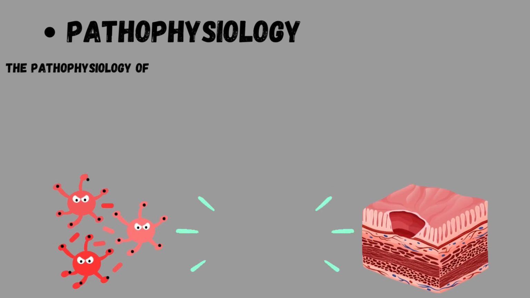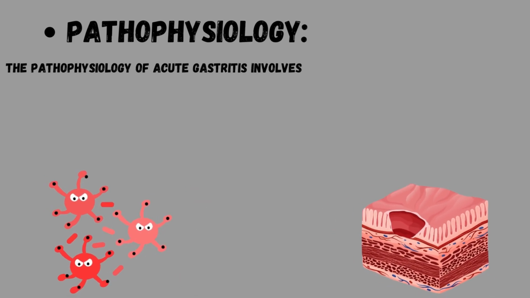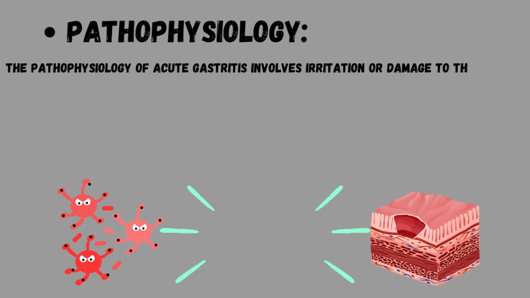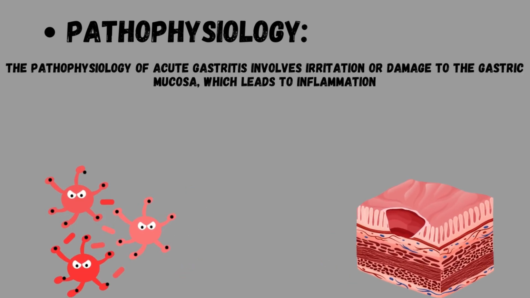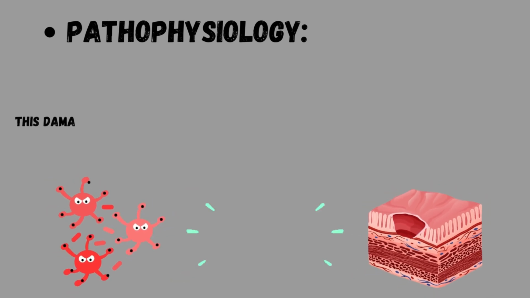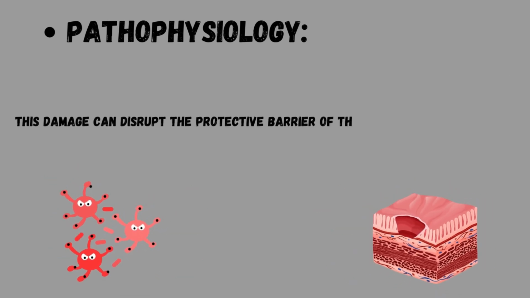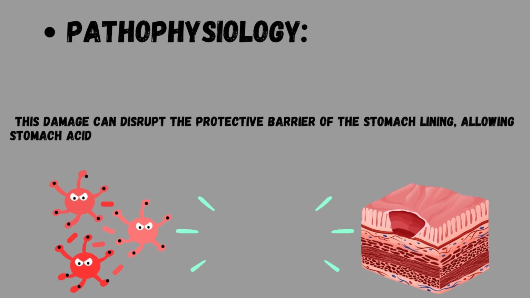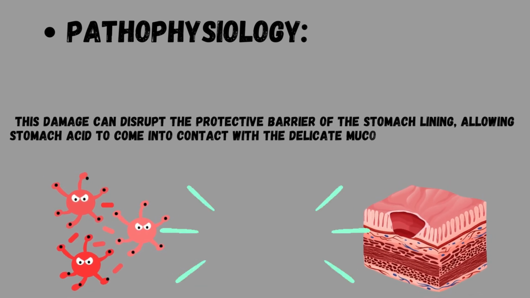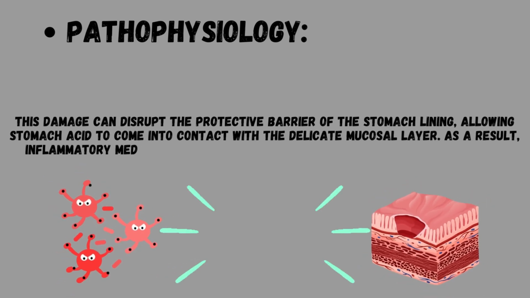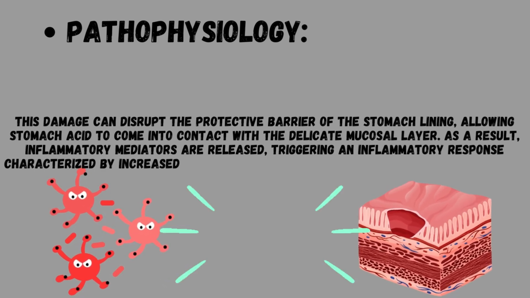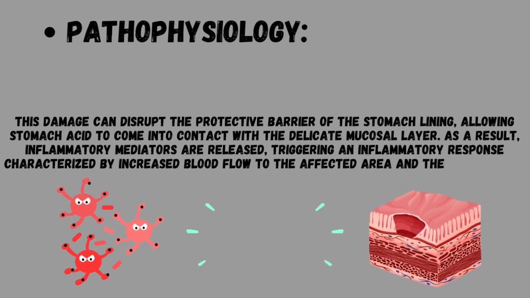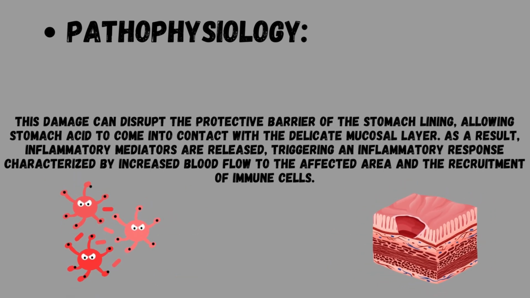Let's understand pathophysiology. The pathophysiology of acute gastritis involves irritation or damage to the gastric mucosa, which leads to inflammation. This damage can disrupt the protective barrier of the stomach lining, allowing stomach acid to come into contact with the delicate mucosal layer. As a result, inflammatory mediators are released, triggering an inflammatory response characterized by increased blood flow to the affected area and the recruitment of immune cells.